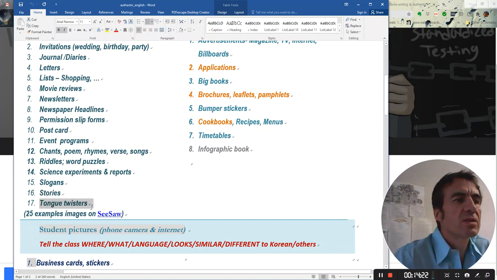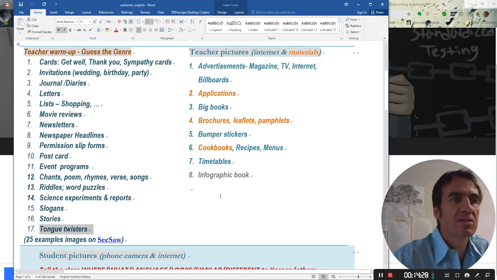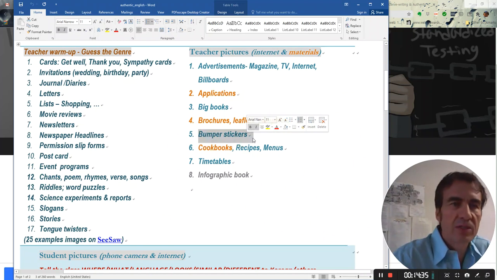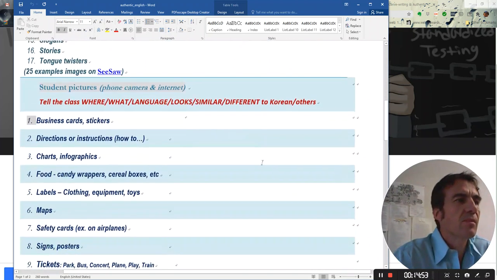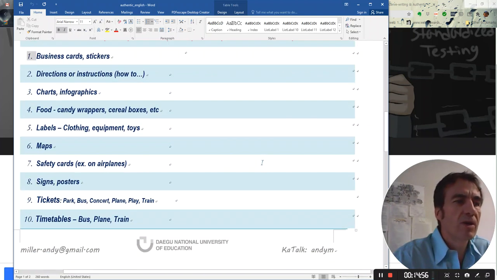stories, tongue twisters, Peter Piper picked a peck of pickled peppers, and these are some other ones that I've said: cookbooks, bumper stickers, a sticker on someone's fender or the bumpy part of your car when you bump it when you're parking. Timetables, we said, in the train station or bus station are good for authentic listening, also good for looking at for reading. And I've got even more further down.